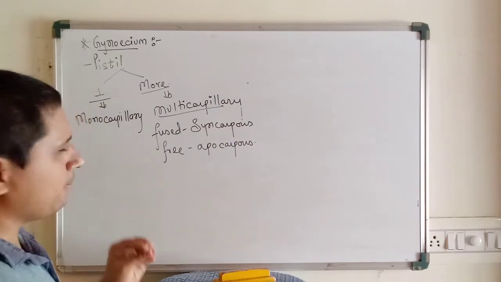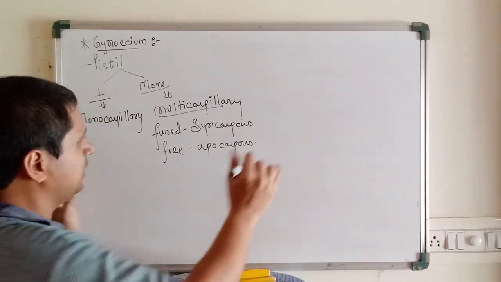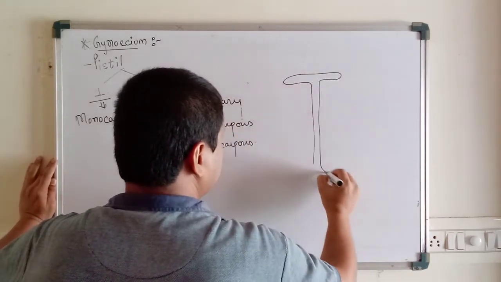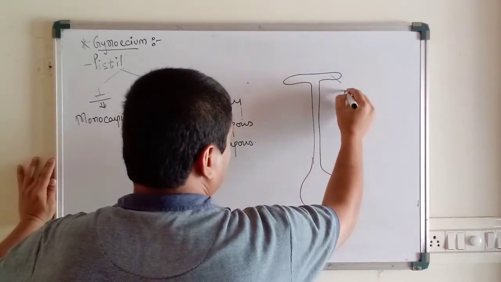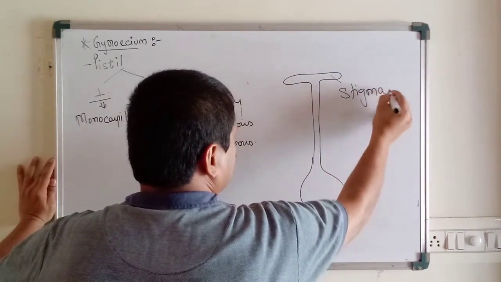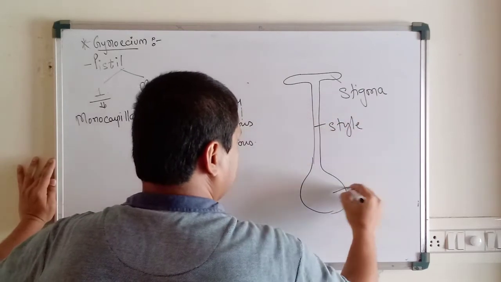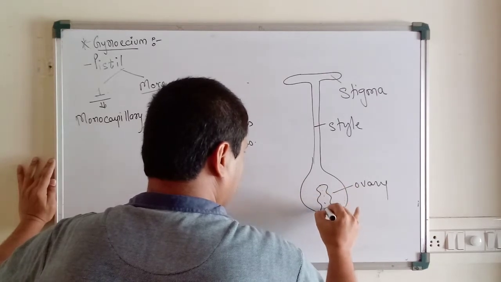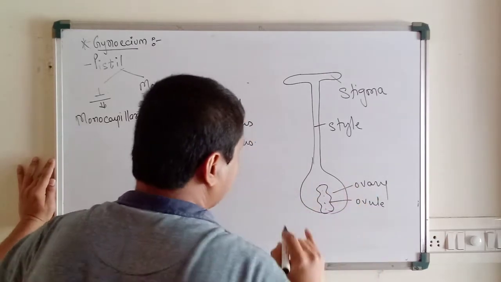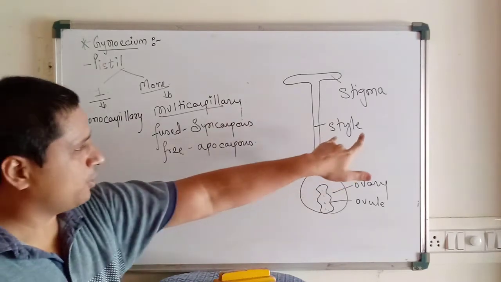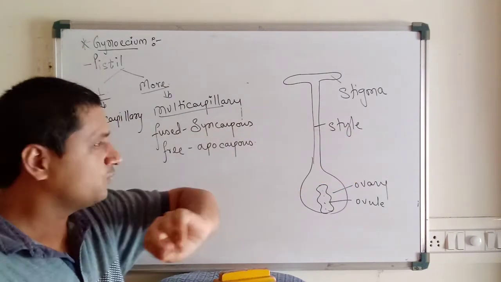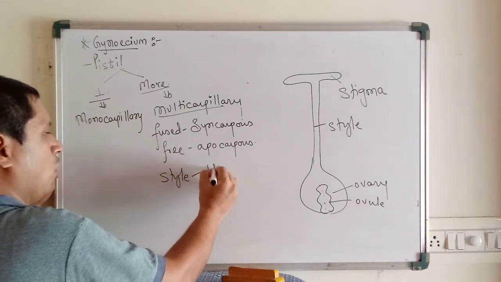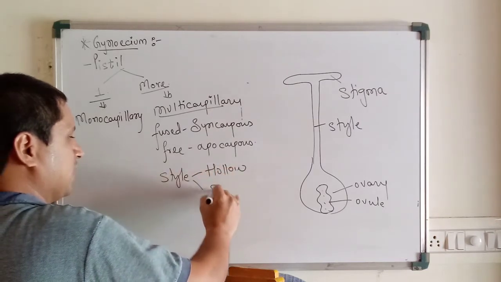Okay. Now, talking about the three parts of the pistil, it consists of the stigma, style and the ovary. And the ovary contains what, children? That is the ovule. Now, based on the type, the style is again of two types, children. That is, the style can be hollow or solid.